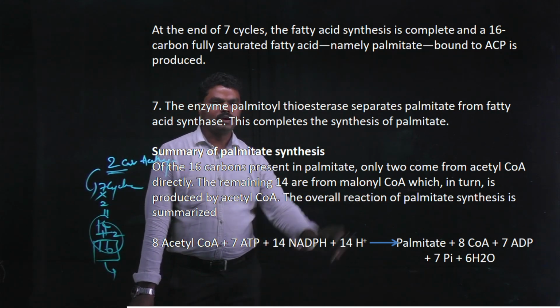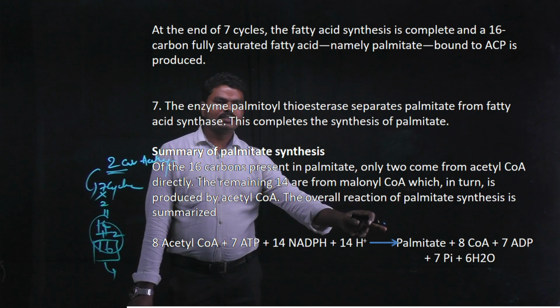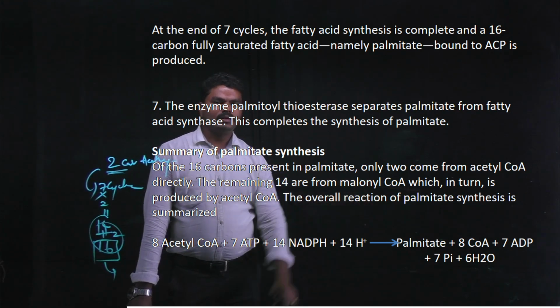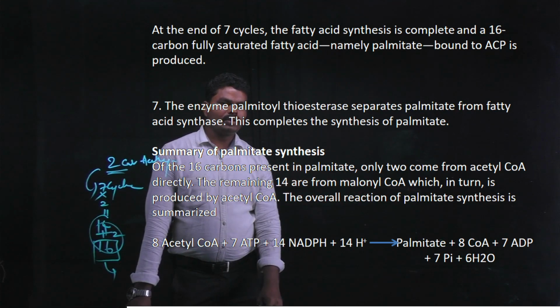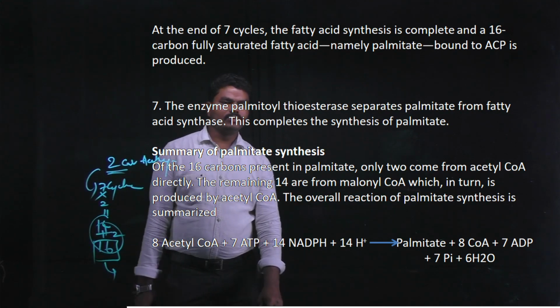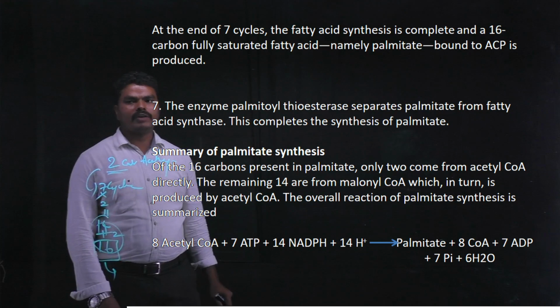Okay, so one water molecule is not produced, and why it is 6 is because at the 7th cycle we are not able to produce 1 water molecule. That is the reason 6 water molecules are produced. Okay. So this is about the biosynthesis of fatty acids.